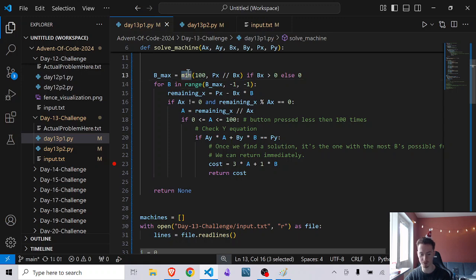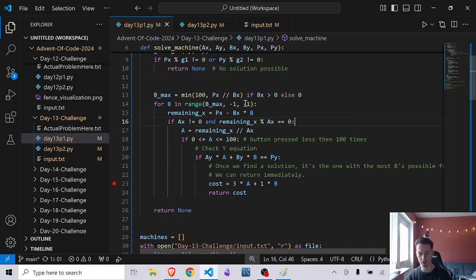And also what this min function does, it just returns whatever is smallest. So if there's 100 here, and this is 200 somehow, but it shouldn't be possible, it's going to return the 100. But if this is smaller, if this is 10, it's going to give us the 10. And yeah, we do -1 to it, we iterate backwards.